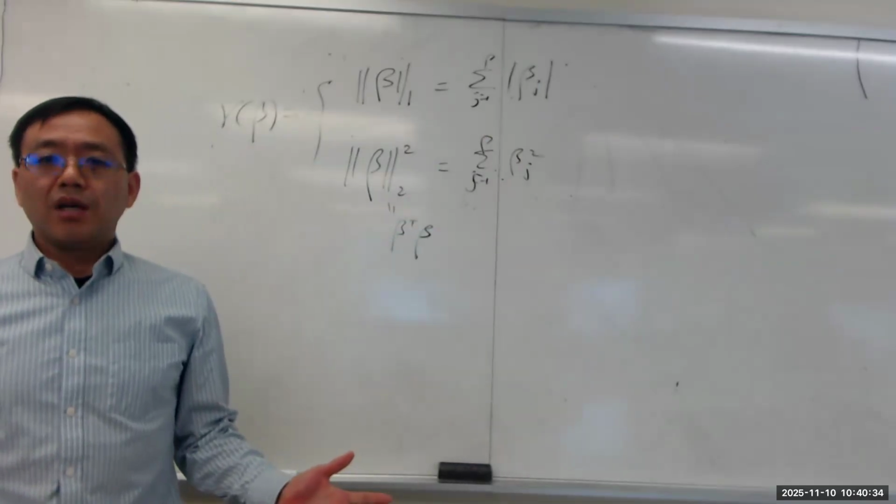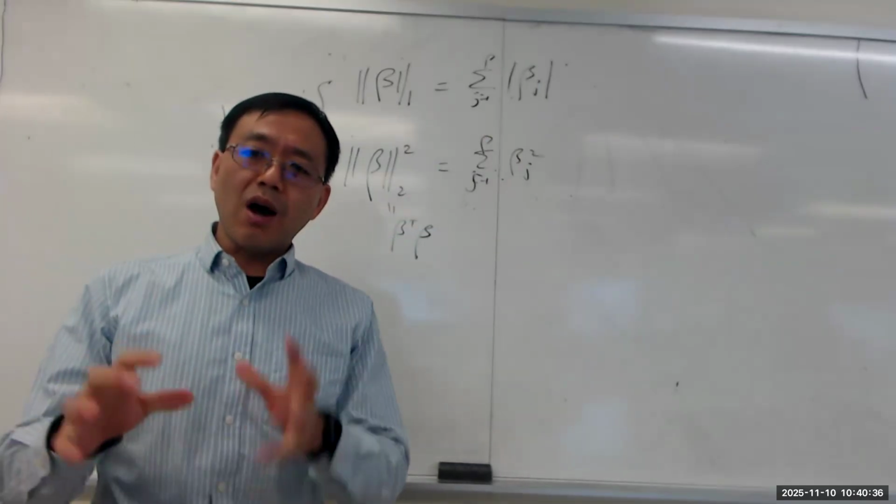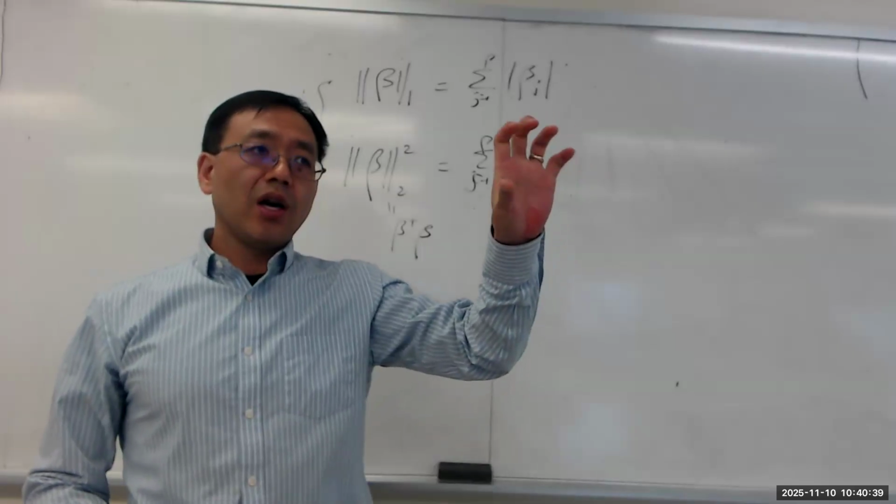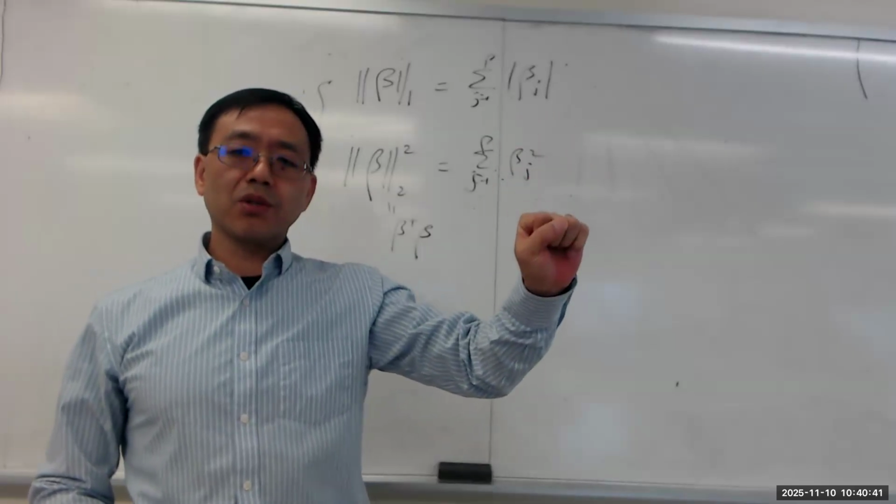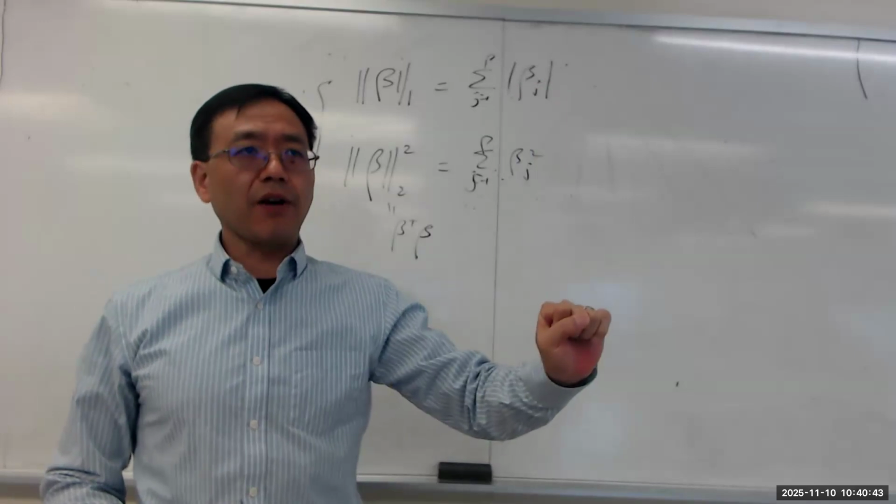So what it does basically is, on one hand, your SSE, your sum of squared errors, you want to minimize your target function.